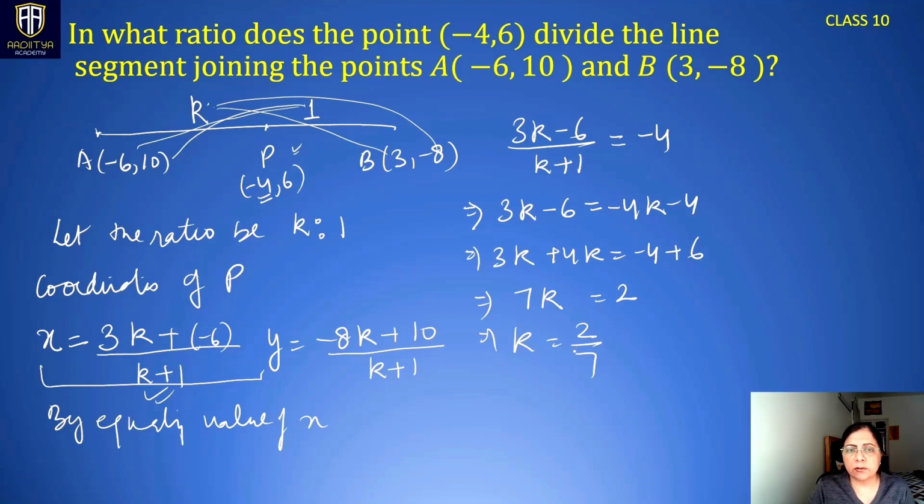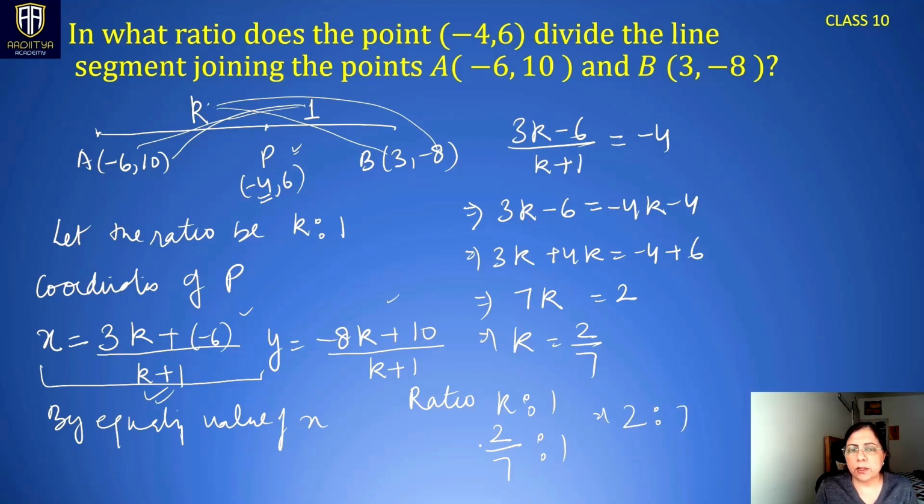This is the benefit. Otherwise, if you would have taken it as m is to n, you would have to solve these two variables to get the value of m and n both. So what we can simply do here is 2 by 7 is the value of k. We had assumed that the ratio be k is to 1. So we write k as 2 by 7 is to 1.